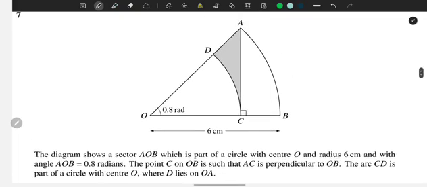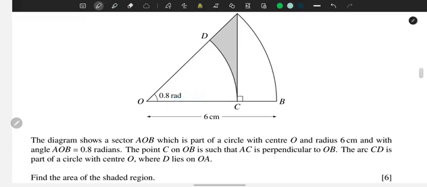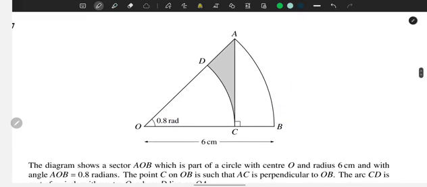So the first thing to do is to analyze the given diagram and the given shapes before you write anything out. That should be the first thing. Looking at the question here, we have a sector AOB, which implies that the radii are OA and OB. You've been given OB to be 6 cm, so OA must also be 6 cm. The angle here is 0.8 rad, and the line AC is perpendicular to OB. Now to get the shaded region, what do you think we should do here?